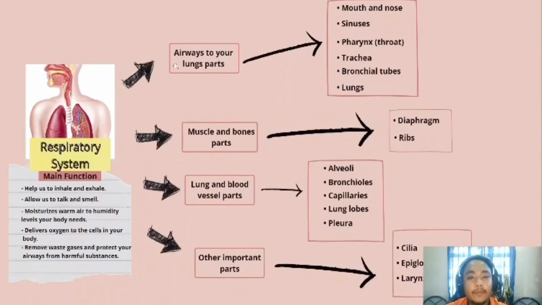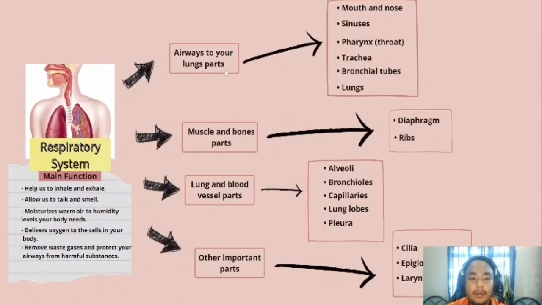Okay, we're moving to the next part, which is the respiratory system. The respiratory system helps us to inhale and exhale, allows us to talk and smell, moisturizes and warms air to the humidity level of our body, delivers oxygen to the cells in our body, also removes waste gas and protects our airways from harmful substances. Here we have divided it into 4 parts, which are airways to your lungs, muscles and bones, lungs and blood vessels, and other important parts.